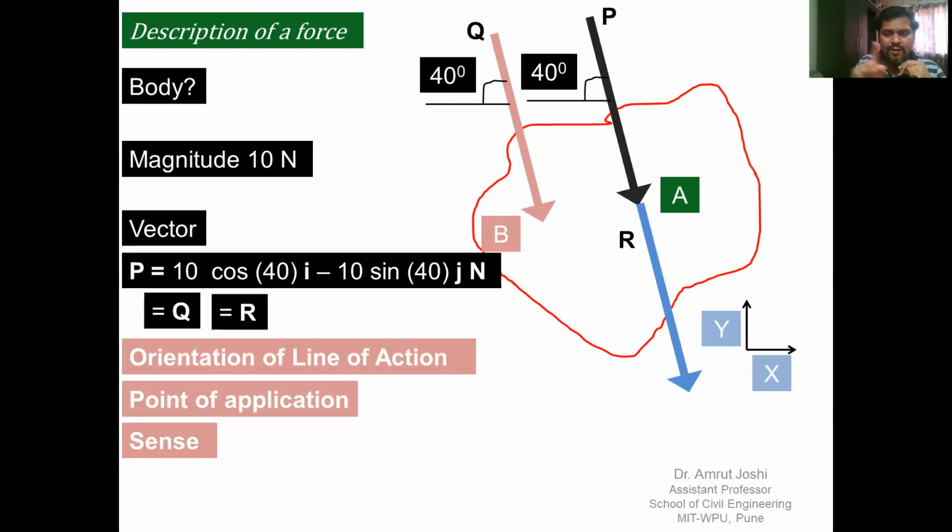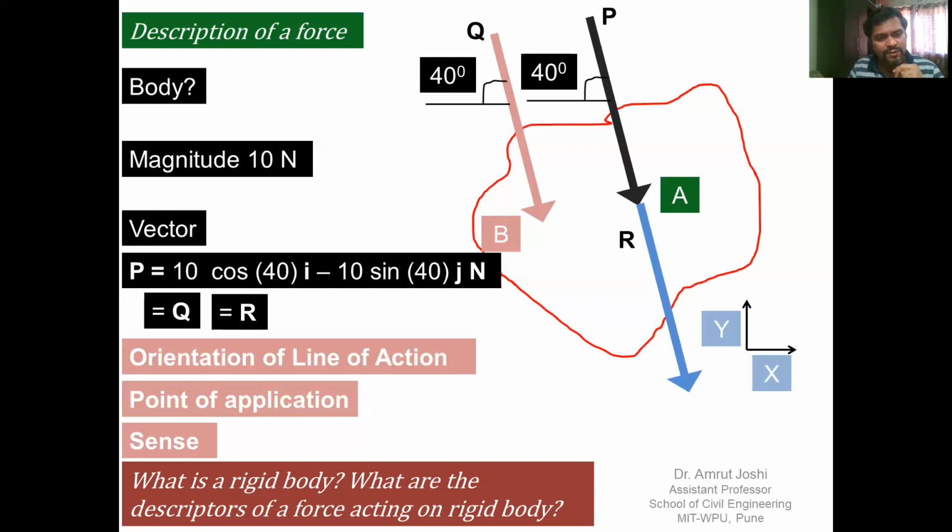So with this understanding of complete description of force, now let us ask this question to ourselves: what is a rigid body? And what are the descriptors of a force acting on a rigid body? Do we require all these four descriptors, or can we do with some of these descriptors if the body is rigid? So in the next lecture, in the next short video, we will try to answer these two questions. One, what is rigid body? And second, what are the descriptors of a force acting on a rigid body?